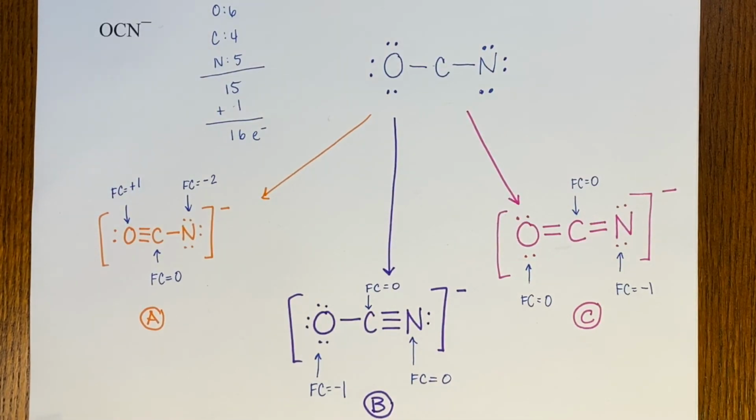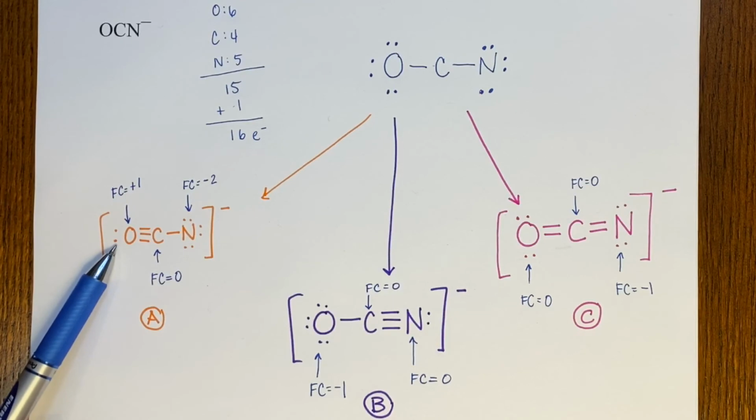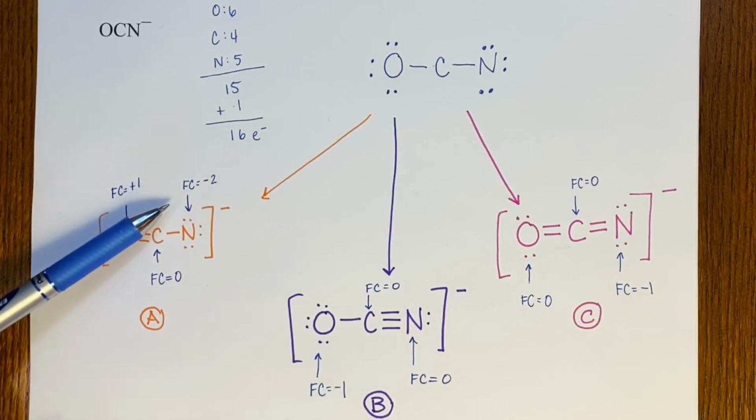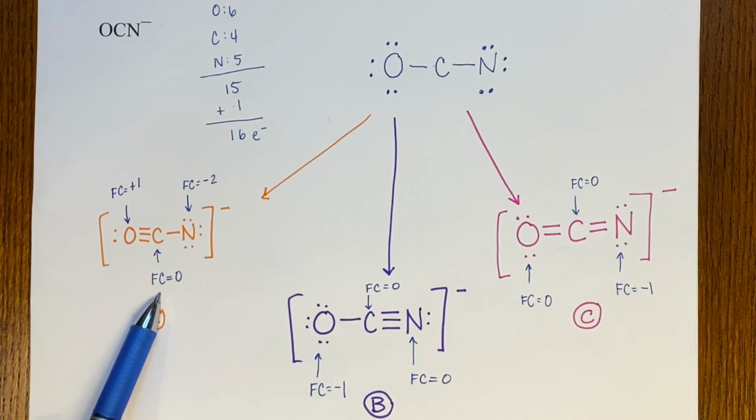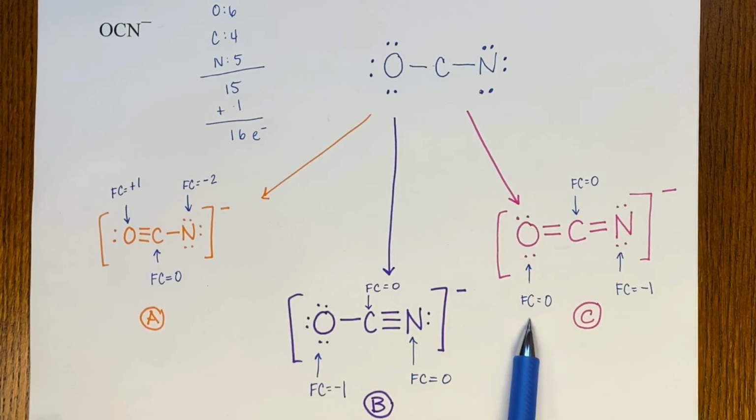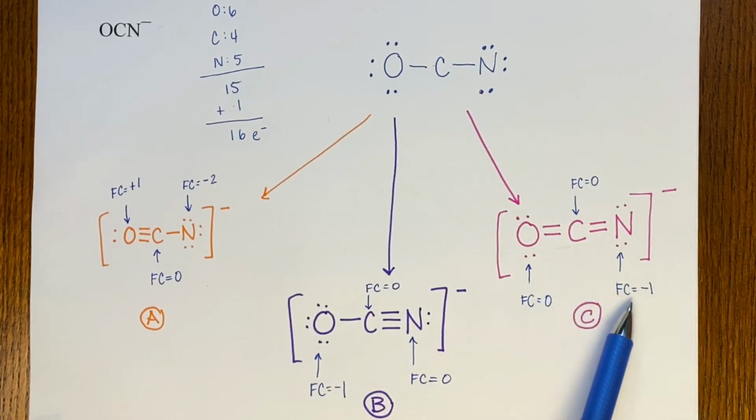In order to understand the best of the Lewis structures, we have to calculate formal charge. For structure A, my oxygen has a formal charge of +1, nitrogen has a formal charge of -2, carbon has a formal charge of 0. In structure B, oxygen has a formal charge of -1, carbon has a formal charge of 0, nitrogen has a formal charge of 0. In structure C, oxygen has a formal charge of 0, carbon's formal charge is 0, and nitrogen's formal charge is -1.